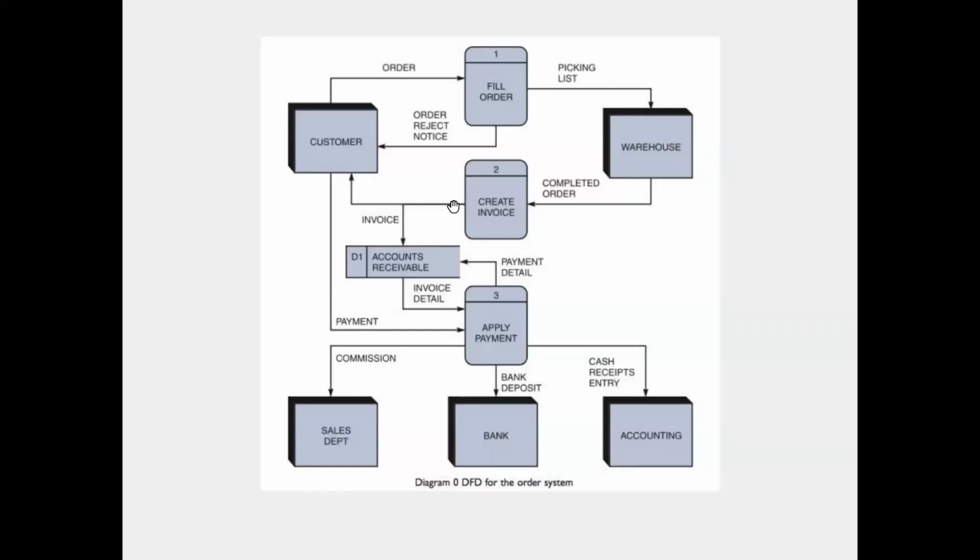And then you send the invoice to accounts receivable and, at the same time, to the customers. Third one, you can apply payment. You can get the invoice details, and then you can have payment details. Then when you apply payment, you will have commissions, bank deposits, and then cash receipts.